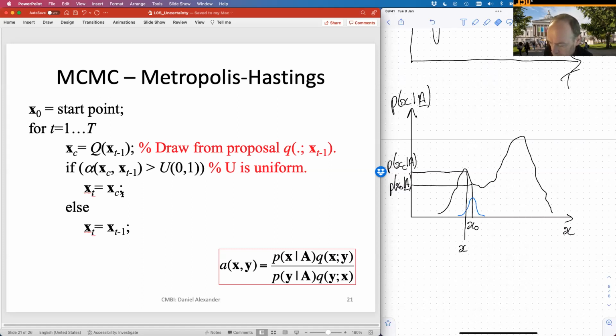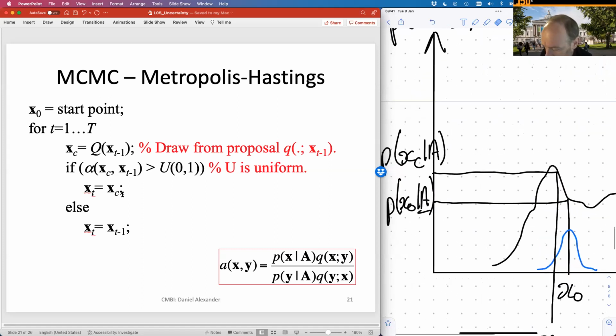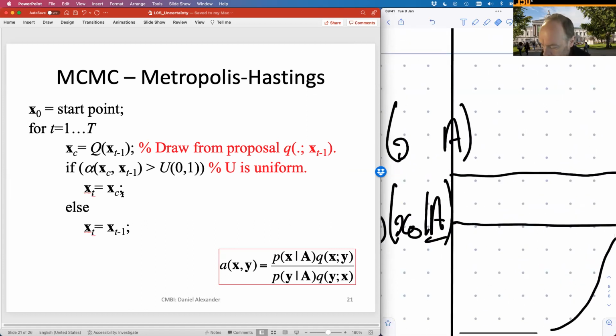Hoping I could, let's see if I can just remove that C without the rest of it. Nope. Have to write it again.